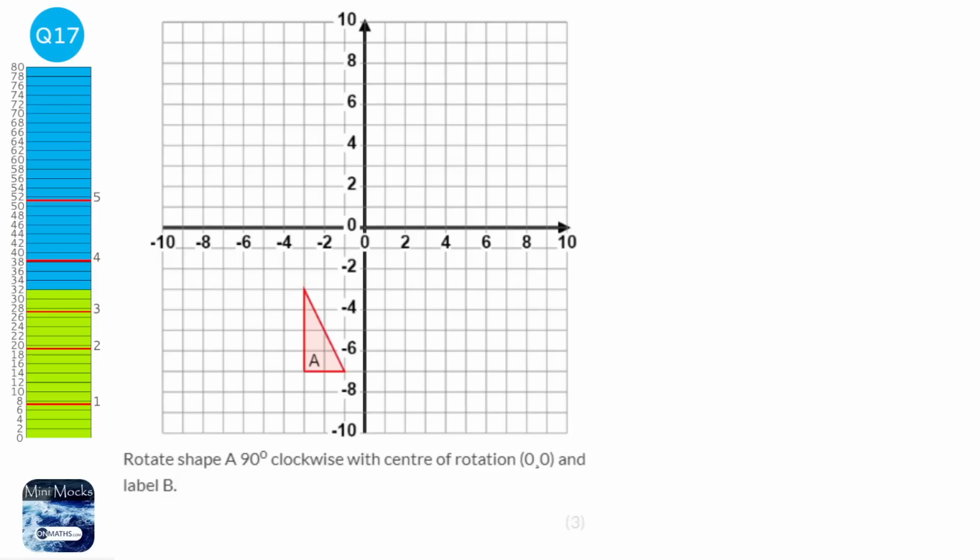So we're asked to rotate the triangle A 90 degrees clockwise and the centre of rotation at 0, 0. So we're going to first of all just show where the centre of rotation is, which is at our origin. And what you do is you get tracing paper, trace out the triangle, and rest your pen or pencil at 0, 0. So I'm just going to draw it out. So just copy it out.